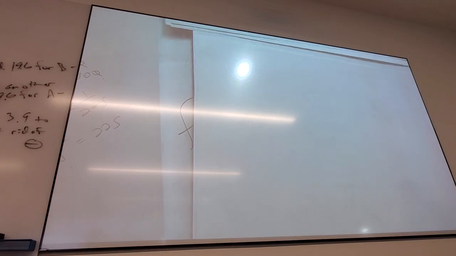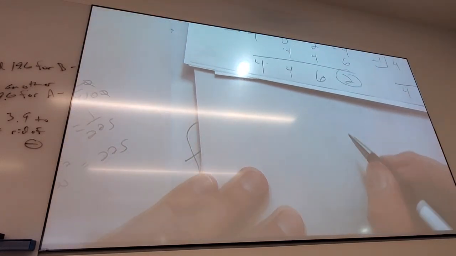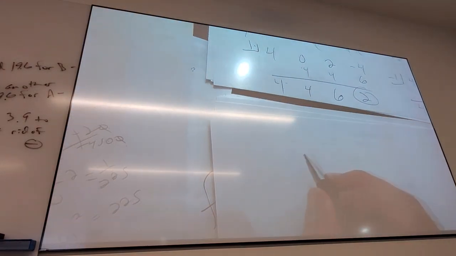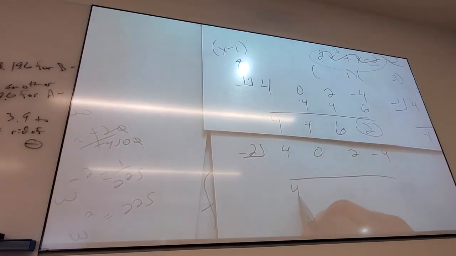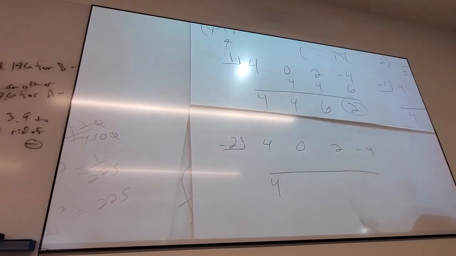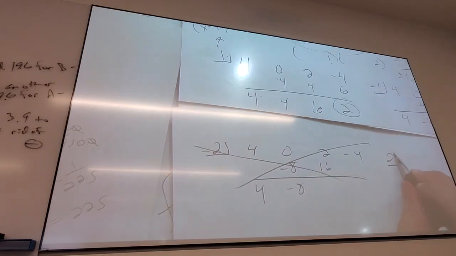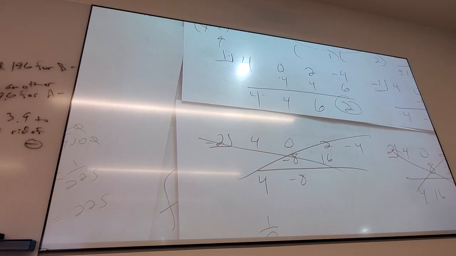Okay. So if we try 2, let's see. Actually, let's try negative 2. Let's see what happens. 4, negative 8, 16. Okay, that's not going to work, right? If we try positive 2, 4, 8, again, that's not going to work. So I'll bet you anything it's that last one, 1/2.